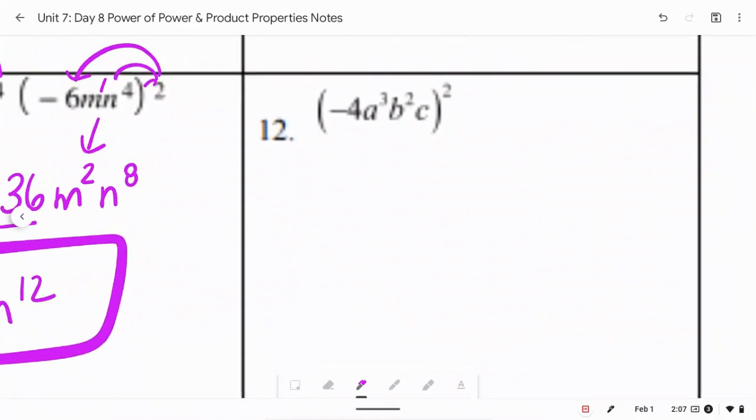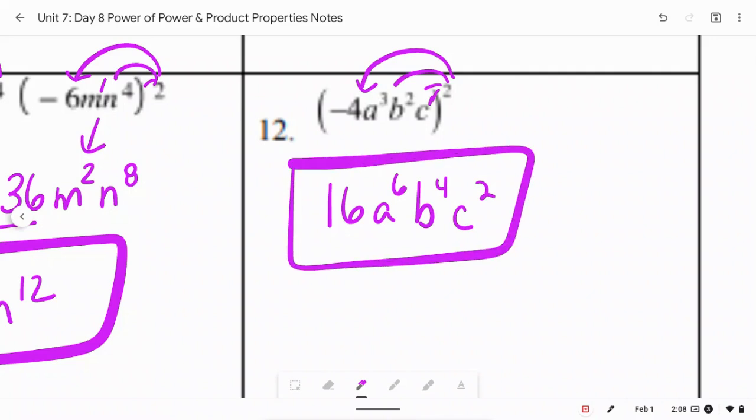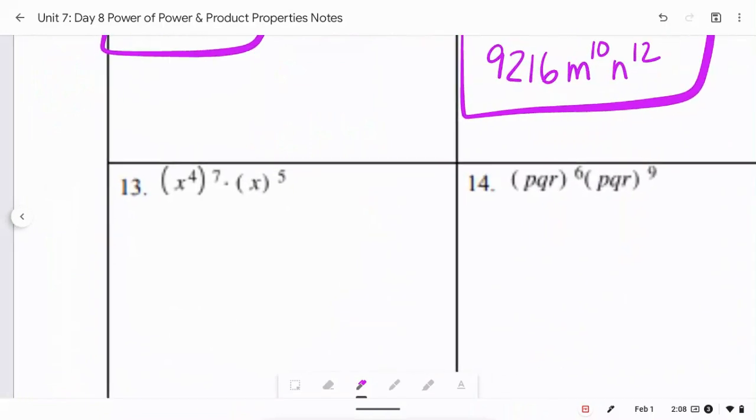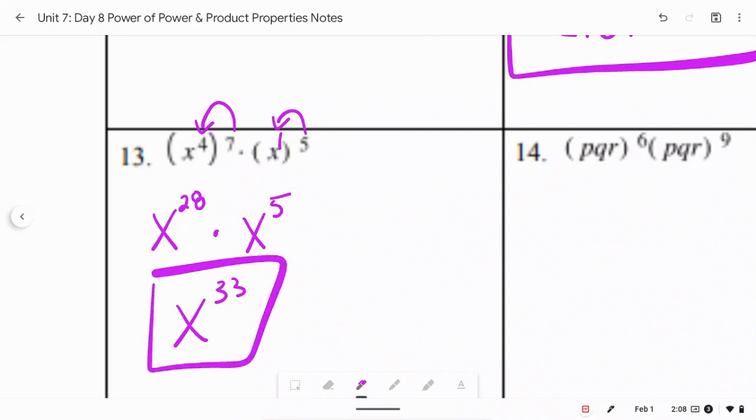In number 12, I'm going to distribute the second power. So I get 16, and then multiply the exponents. So a to the 6th, b to the 4th, c to the 2nd. Final answer. Okay, we got 3 more examples left. In number 13, I'm just going to multiply exponents since I don't have any coefficients. So I get x to the 28th, and then distribute to get x to the 5th. Now that it's a multiplication problem, we just add the exponents to get x to the 33rd power.